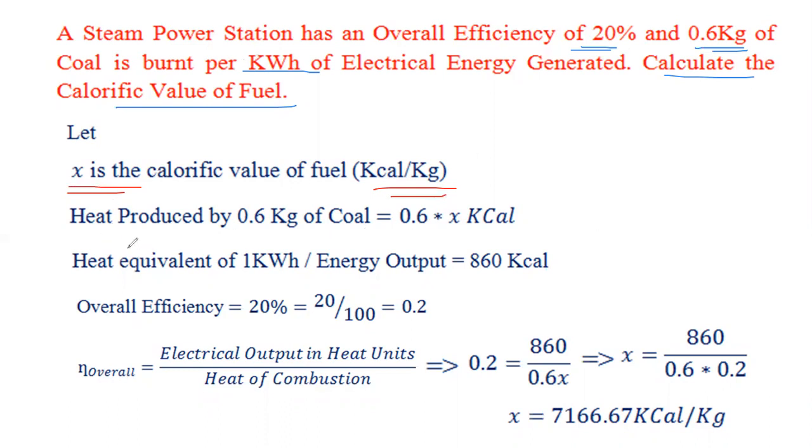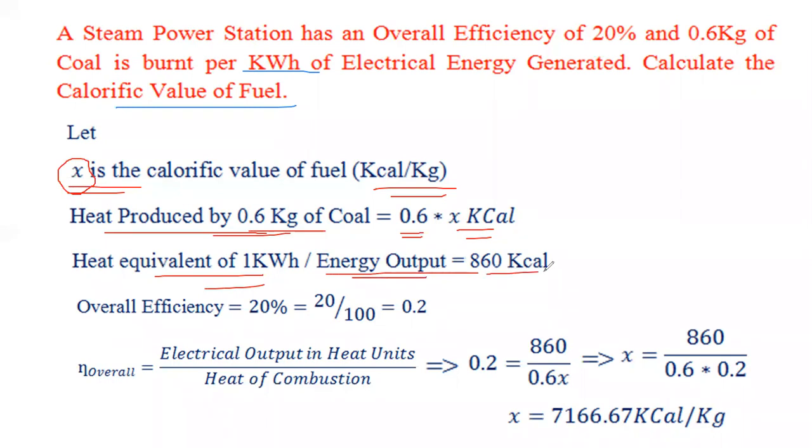And the heat produced, that is the steam produced, how much coal is utilized? 0.6 kg of coal per kilowatt hour. That is 0.6 multiplied by the calorific value. We are assuming the calorific value is X, so multiply by the X value. Now the heat equivalent of 1 kilowatt hour, we already know this is a constant value. The energy output is nothing but 1 kWh, and the value of 1 kWh is 860 kilocalorie.